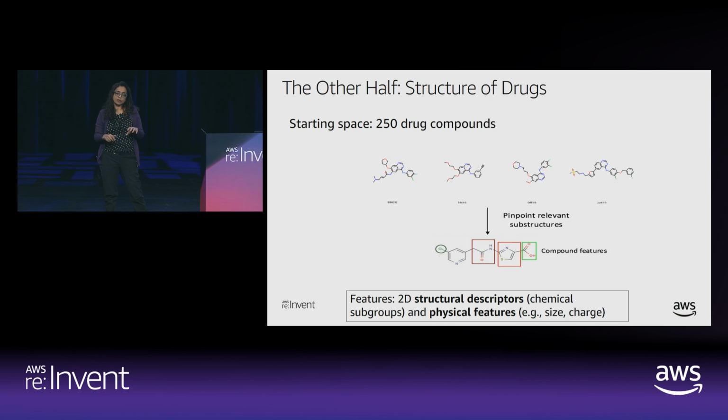We'd like to make a predictor that uses information about the drug and the cell to make predictions about response. So we also are going to try to model the structure of the compounds that we have tested. And just like with genomic data, there are many different types of ways to featurize this. We're going to use both 2D structural features that correspond to chemical subgroups, as well as physical features that capture things like volume or charge or other physical chemical properties.